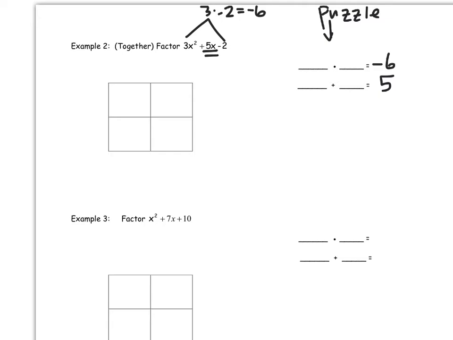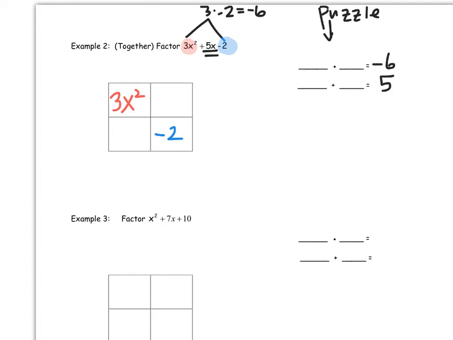positive 5. And before I move on and work through this puzzle, I'm actually going to take my first term, 3x squared, and put it here. And I'm going to take my last term, negative 2, and put it here. Okay, now back to our little puzzle over here. I need two numbers that multiply to get negative 6. Now multiplication, that means one of them is negative, but they add to get positive 5.